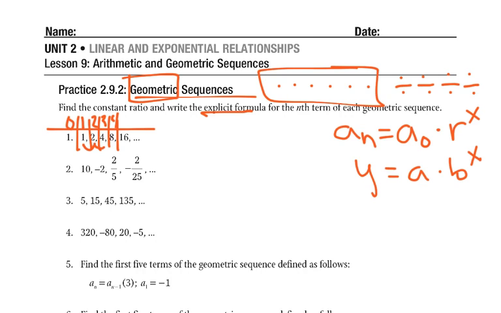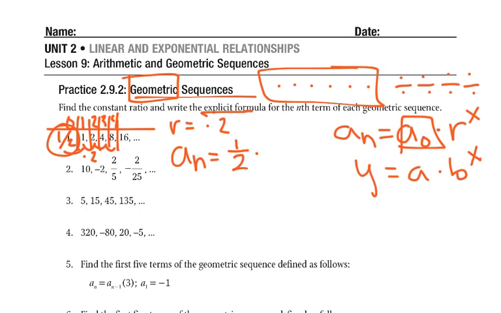So 1 to 2, 2 to 4, 4 to 8. Since we're multiplying, the only number we can multiply by is 2. So our common constant ratio is timesing by 2. So then going backwards, we'd have to divide, right? 1 divided by 2 would give us 1/2, because 1/2 times 2 equals 1. So that's our starting, so I go a sub n equals our a sub 0, our zero term, 1/2 times our ratio, 2 to the n. And that's what we need.